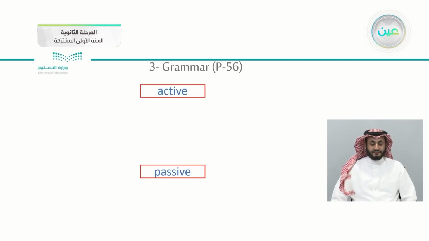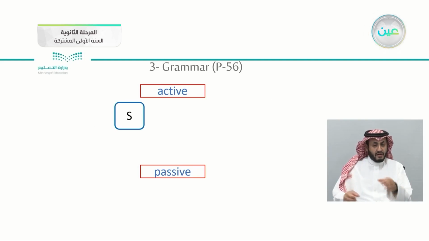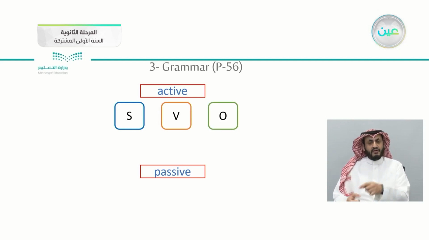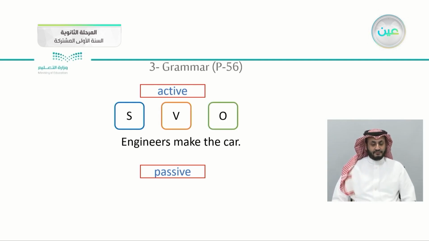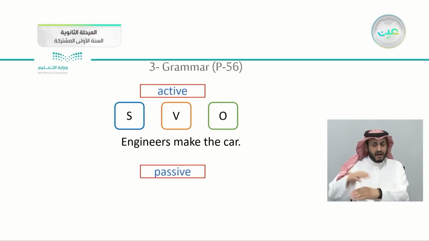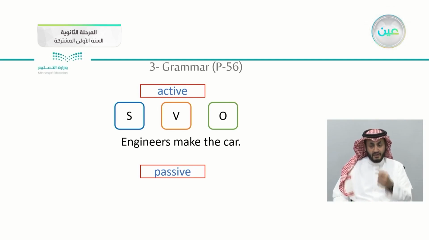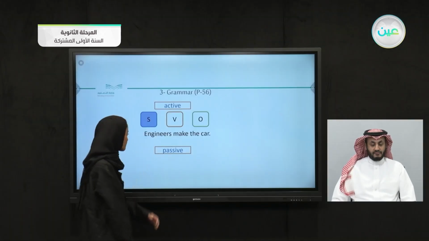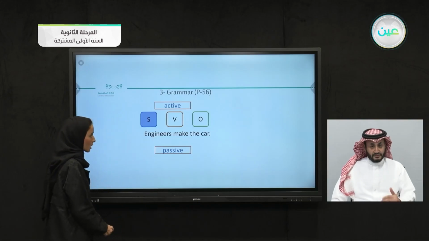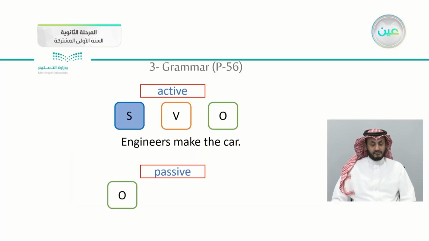Okay, so for the active, as we all know, how can we form an active sentence? We will start with the subject, who did the action itself, then we will put the object, like engineers make the cars. The engineers, they make the car. Every day they make cars. So here we're highlighting the idea of the subject. I focus much more on the subject, who did the action. They were the engineers.